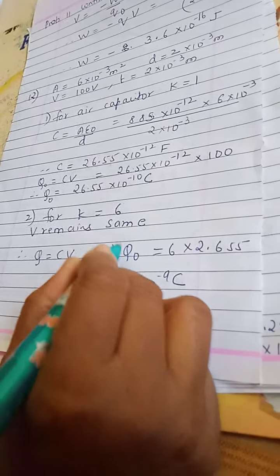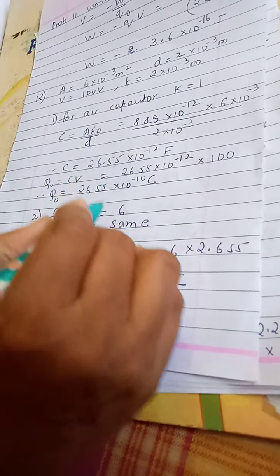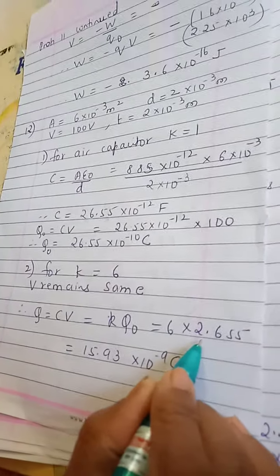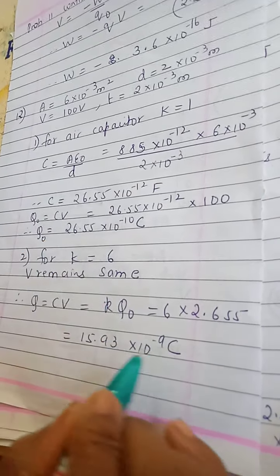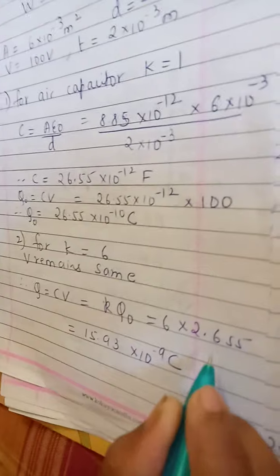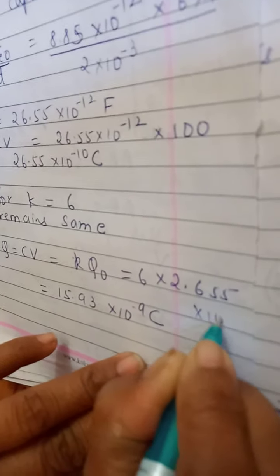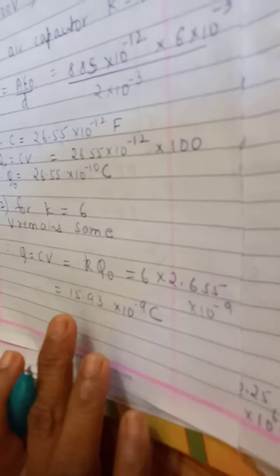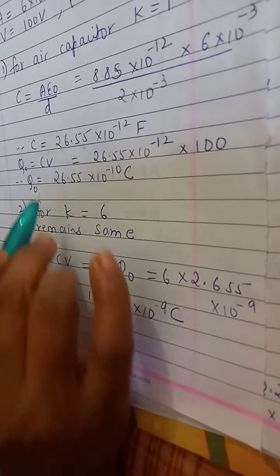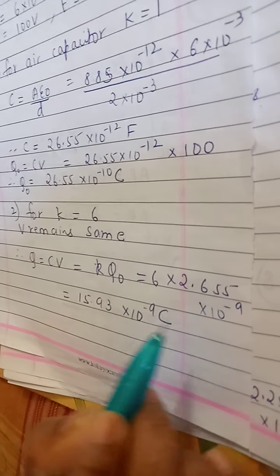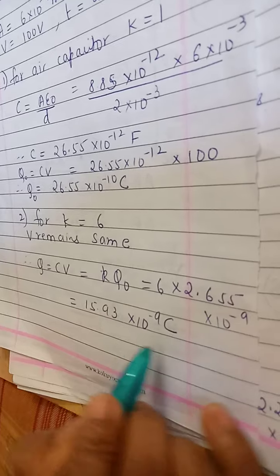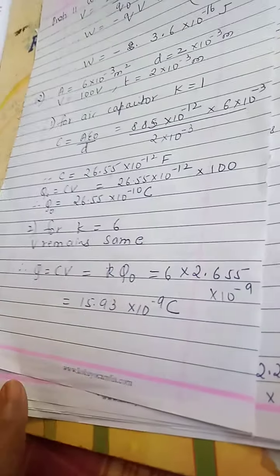So Q is equal to CV, which is K times Q naught, that is 6 into 2.655 into 10 raised to minus 10. See here, 6 into 2.655 into 10 raised to minus 9 coulomb. That is your charge Q. Okay, that's it. Last problem.